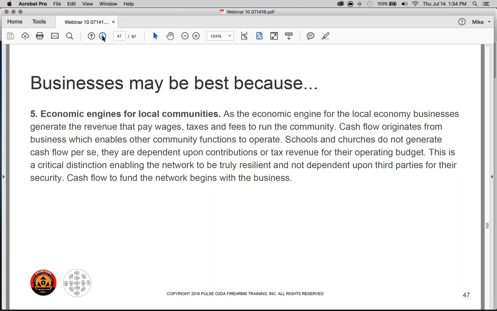Next, businesses are the economic engines for local communities. As the economic engine for the local economy, businesses generate the revenue that pays wages, taxes, and fees to run the community. Cash flow originates from business, which enables other community functions to operate. Schools and churches do not generate cash flow per se. They are dependent upon contributions or tax revenue for their operating budget. This is a critical distinction, enabling the network to be truly resilient and not dependent upon third parties for their security. Cash flow to fund the network begins with the business.